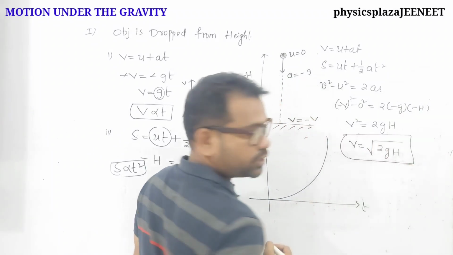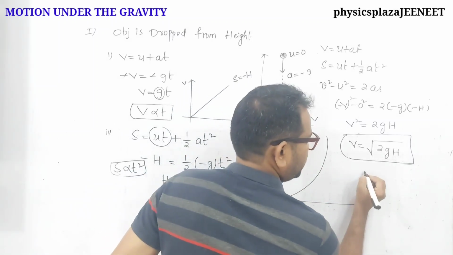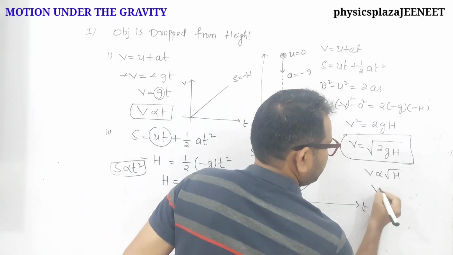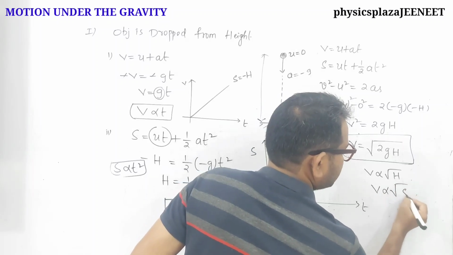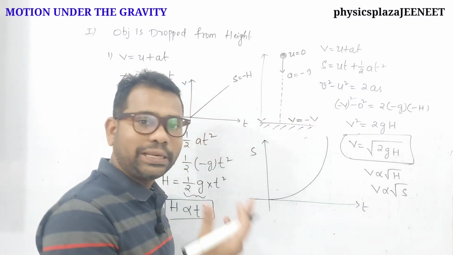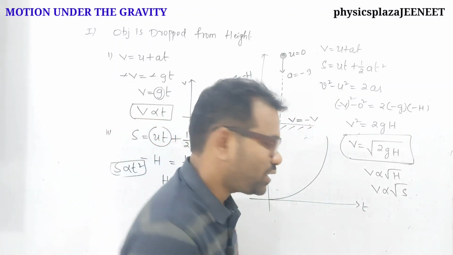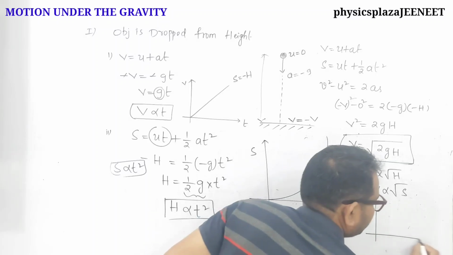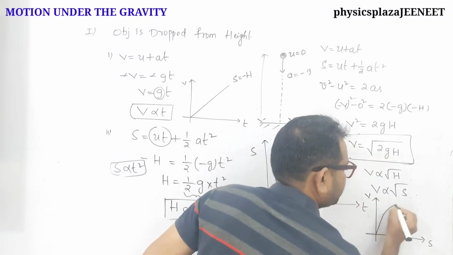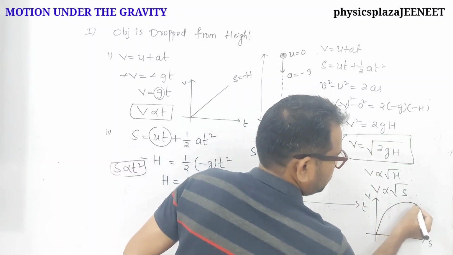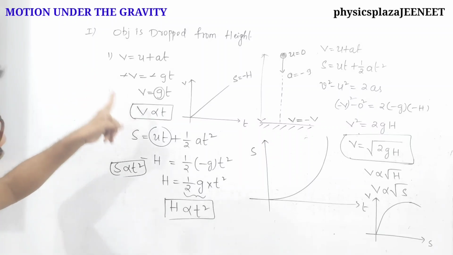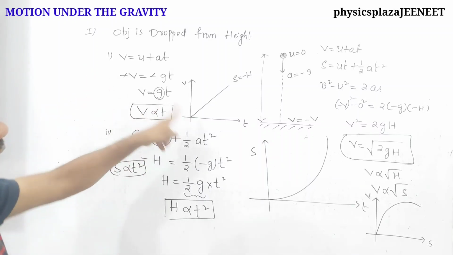Children, 2gh. And if you see here, v is proportional to root h, or we can say v is proportional to root s. But what kind of graph are we going to get? Look at it, because here velocity won't change in a linear manner, it will change in a non-linear manner. So if you see, children, this is displacement, here is velocity. So you get a graph like this. Okay, children. So this is how the equations of motion are modified, and the related graphs.